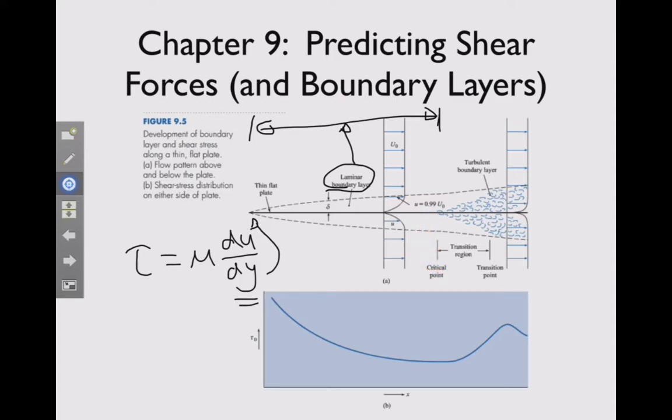And we then have a transition region here where turbulence begins to fill this boundary layer region. You can see that it starts out small, and then once the entire boundary layer is turbulent, we are in what's called the turbulent boundary layer regime. And so we kind of have these three different regimes, and this chapter is going to talk about all of these. And initially, we're going to talk about a laminar boundary layer.